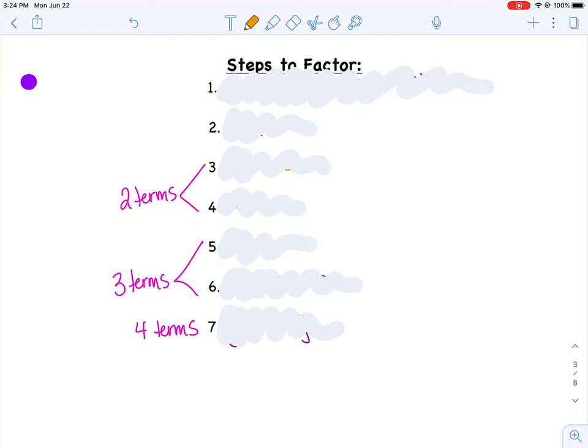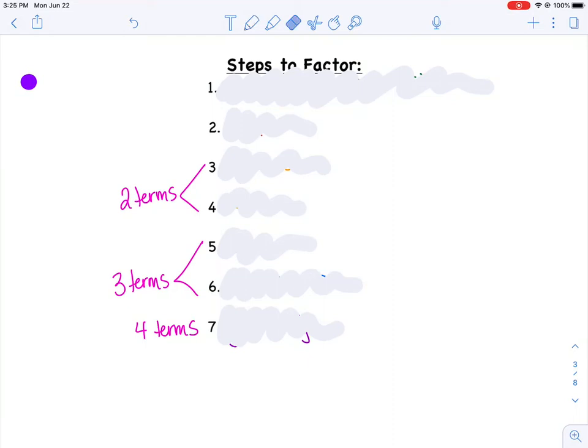Before we get into more techniques of factoring, what I always tell my students to do anytime the question asks us to factor is follow 7 different steps. If you can follow these 7 steps, that'll guide you every single time you're doing a factoring question.